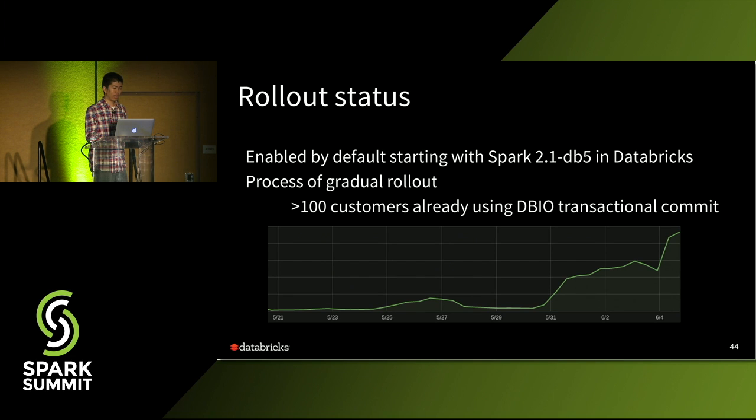So let's talk about rollout. I'm happy to say that this is enabled by default, starting with the Spark 2.1 DB5 image in Databricks. We're currently still in the process of gradual rollout, but more than 100 customers are already using this transactional commit protocol. And we're pretty happy that we didn't have to do any manual data migration or interrupt any customer workloads in order to roll out this feature.